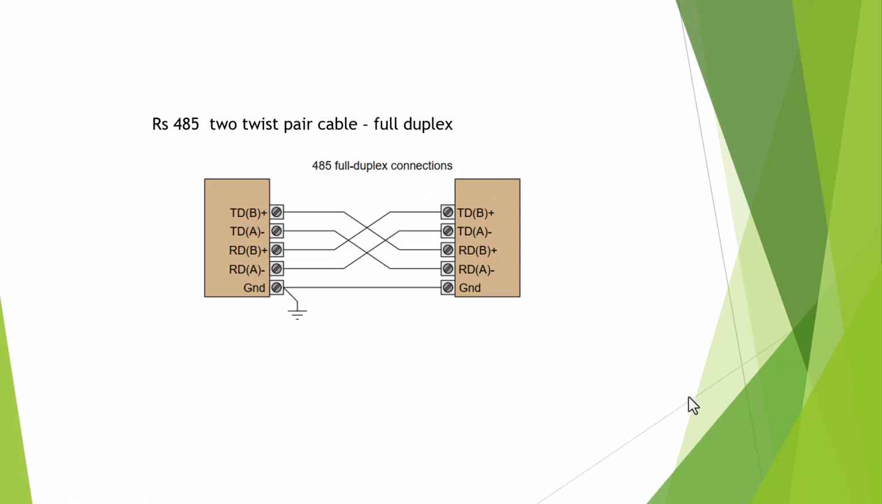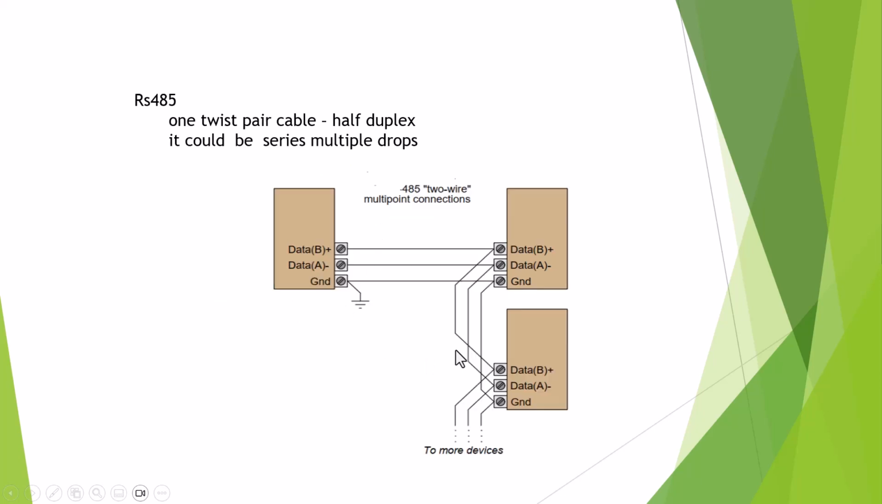RS485 can also be full duplex. It has two twisted pair cables, which is four wires. Half duplex RS485 has one twisted pair cable, with just two wires.